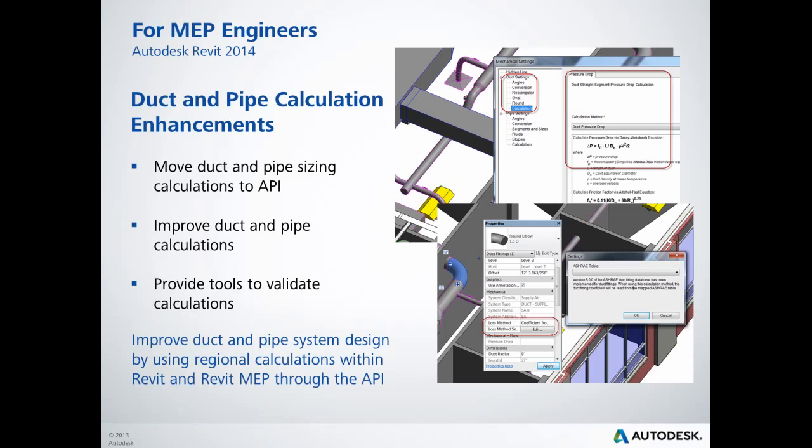Calculation methods for duct and pipe fittings and accessories use the loss method parameter on the properties palette to select the pressure loss method for duct and pipe fittings and accessories. You use the loss method settings options to edit the settings for the loss method. Third-party developers can create their own calculation add-ins to override default ones used in Revit to support local industry standards. There are also tools provided to validate calculations and improve duct and pipe calculations. The biggest benefit to you is that you can improve duct and pipe system design by using regional calculations within Revit through the API.